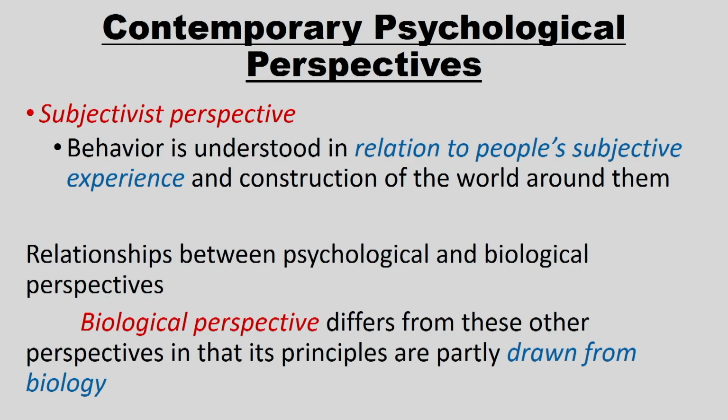And lastly, there is the subjective perspective. So, what is the subjective perspective? It says that behavior is understood in relation to people's subjective experiences and construction of the world around them. It is more of a social perspective, and so what it says is why somebody does something is because this thing is acceptable to people around him, or his subjective experiences, what he learned from the society around him.